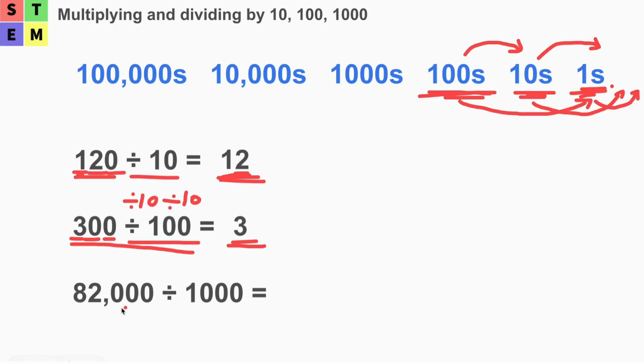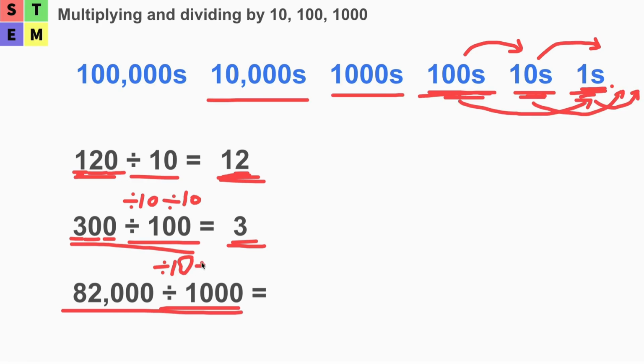82,000 divided by 1,000. Again, we have 3 zeros. The 1's place is 0, and the 10's and 100's places are all zeros. We have 2 at the 1,000's place and 8 at the 10,000's place. So again, divide by 1,000 equals divide by 10.